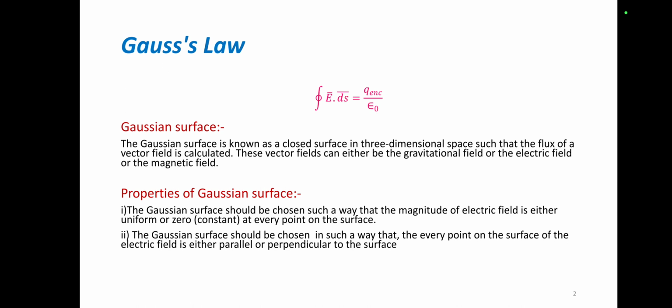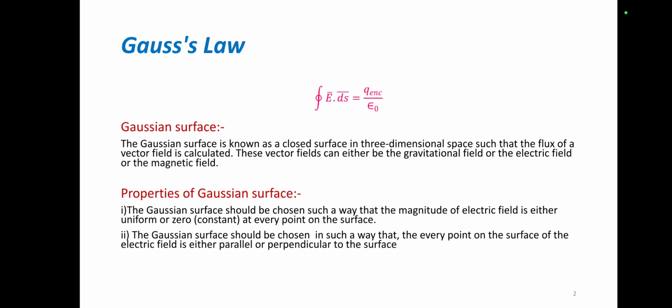In this slide we have given the Gaussian surface. The Gaussian surface is known as a closed surface in three-dimensional space such that the flux of a vector field is calculated. These vector fields can either be the gravitational field, the electric field, or the magnetic field.